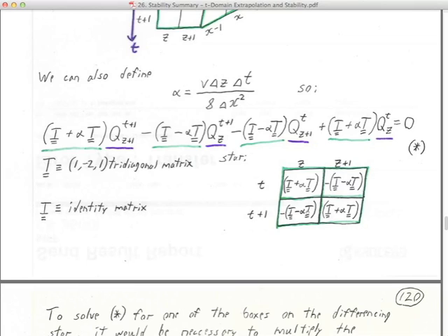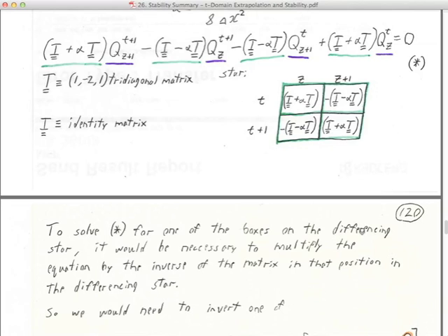Same coefficient, which just happens to be a matrix. And then the same ones at z plus 1 and t and z and t plus 1. So, to solve this differencing star equation, we decide how we want to advance the calculation. Even though it looks kind of like an implicit differencing star, it's not implicit in the t and z directions. So if we know any of these three, we can get the fourth.